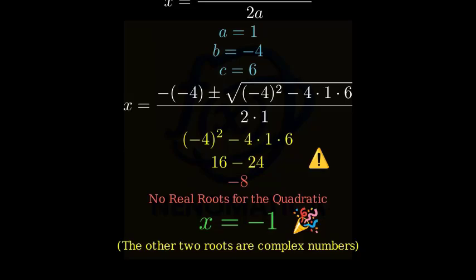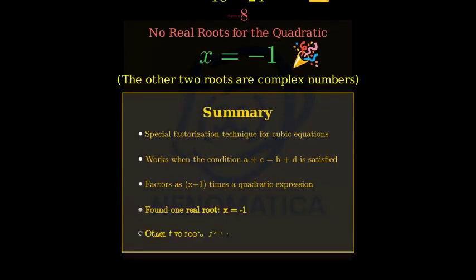Let's summarize what we've learned. We solved a cubic equation using a special factorization technique that works when the condition a plus c equals b plus d is satisfied. This technique allowed us to factor the cubic as x plus 1 times a quadratic expression. We found one real root, x equals negative 1, and determined that the other two roots are complex numbers. This method is particularly useful for certain types of cubic equations and provides an elegant alternative to polynomial division or other solving techniques.